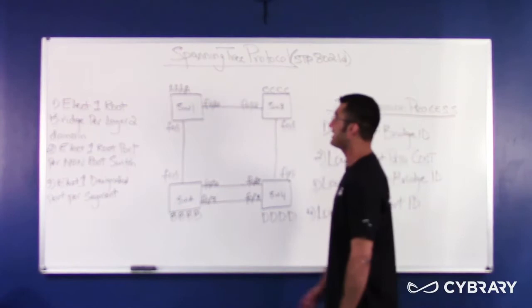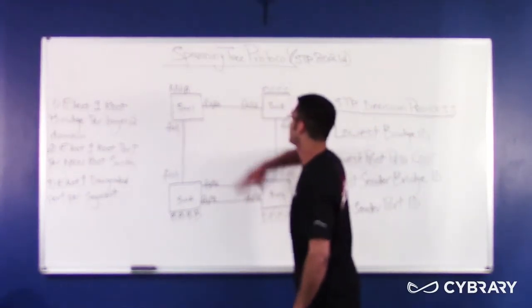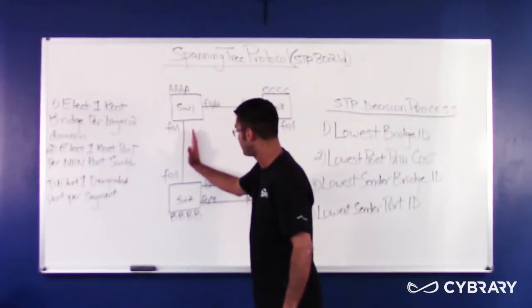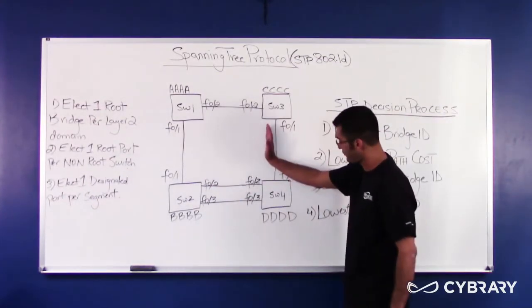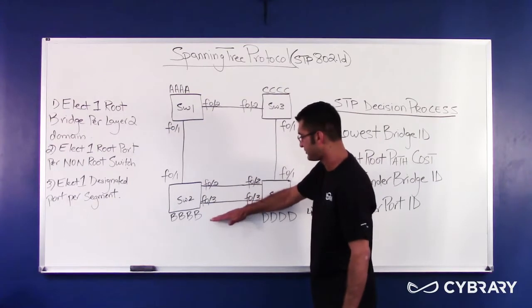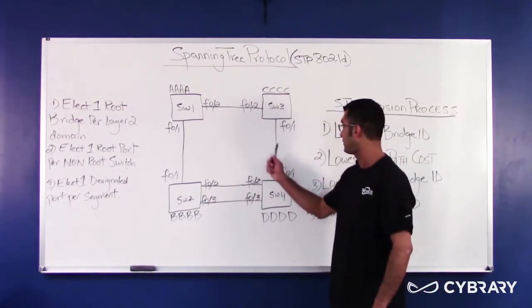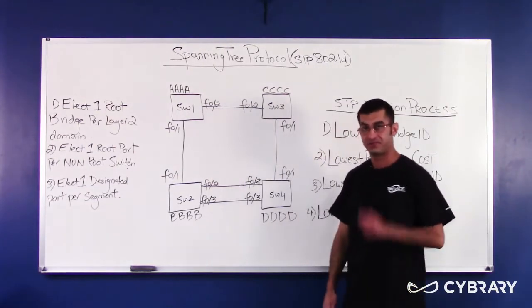And a segment is the link between two switches. So this is a segment between switch 1 and switch 3. This is a segment between switch 1 and switch 2. This is a segment between switch 3 and switch 4. And these are two segments between switch 2 and switch 4. So there are a total of 1, 2, 3, 4, 5 segments in this network.